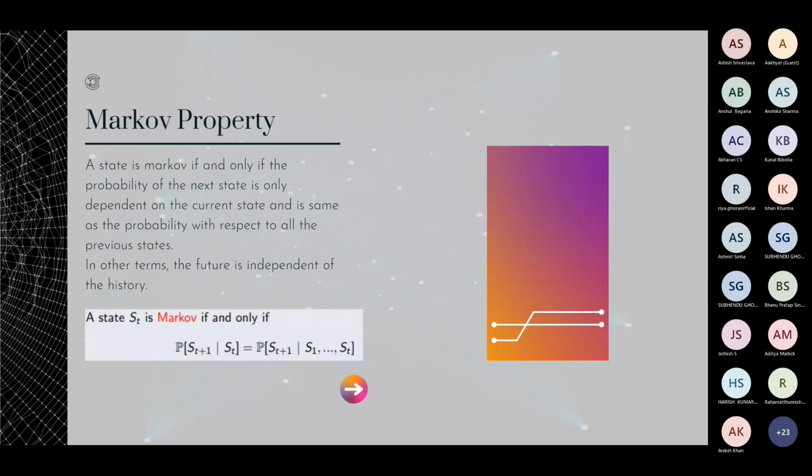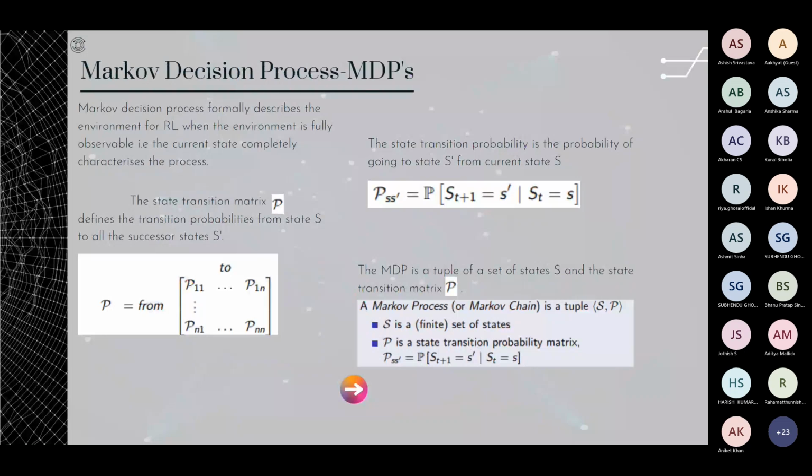Surprisingly, in reinforcement learning, for any environment, all states are basically assumed to have the Markov property. If they are not Markov, it becomes very difficult to solve for them. Next up is the Markov decision process. A Markov decision process formally describes an environment for a reinforcement learning agent when the environment is fully observable, that is, if you're in a particular state, you can see what is happening and what the environment looks like.